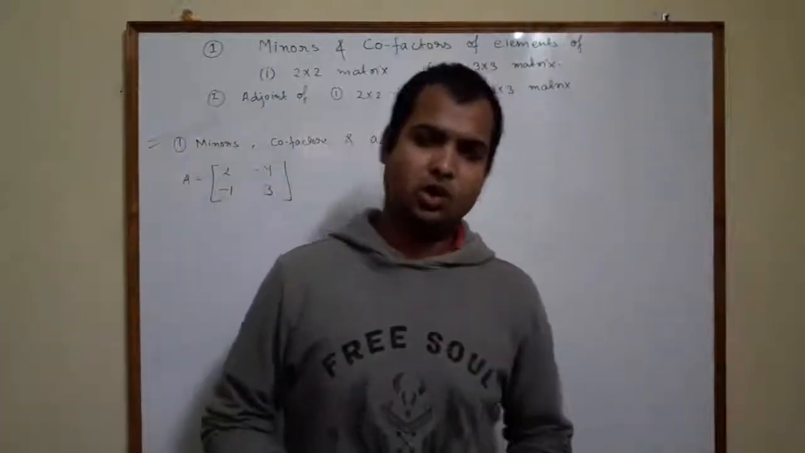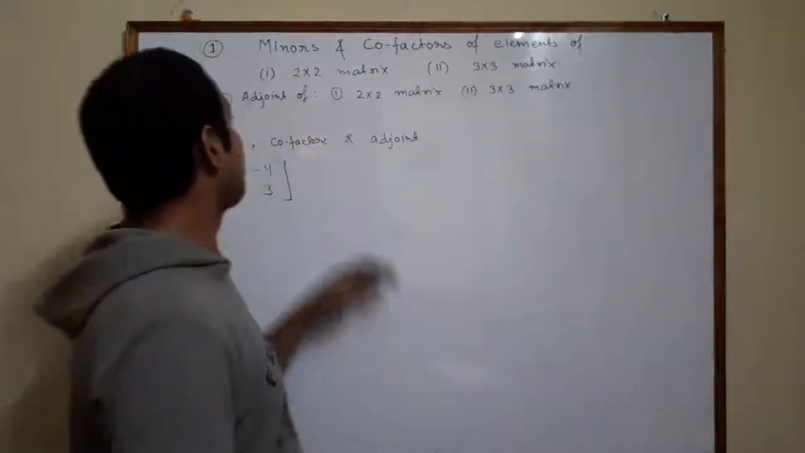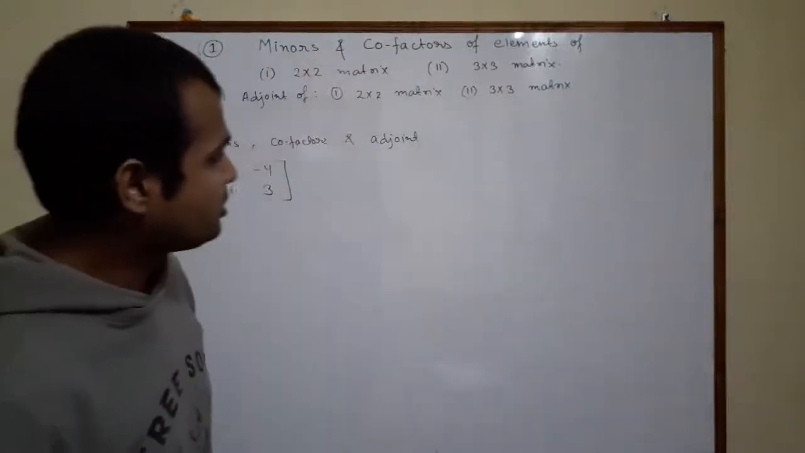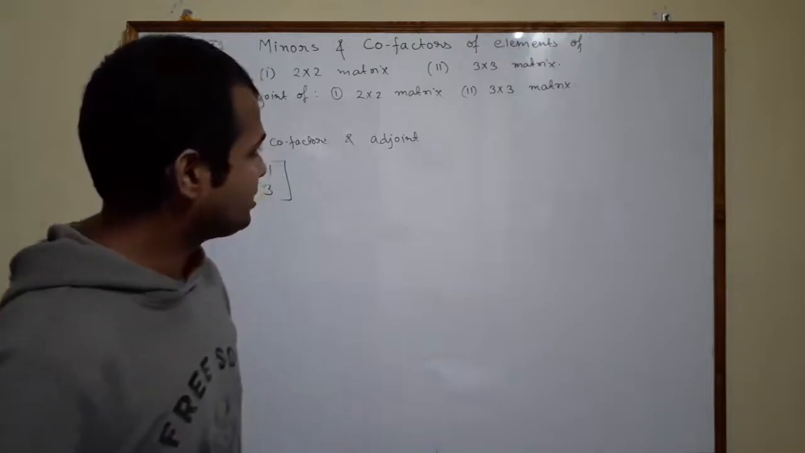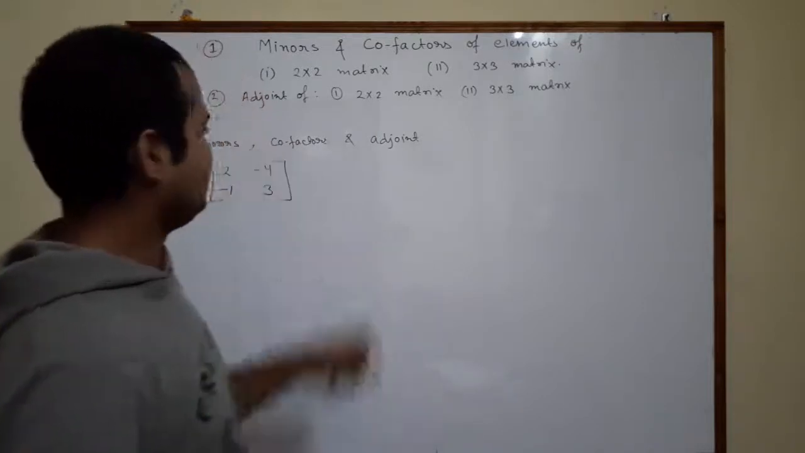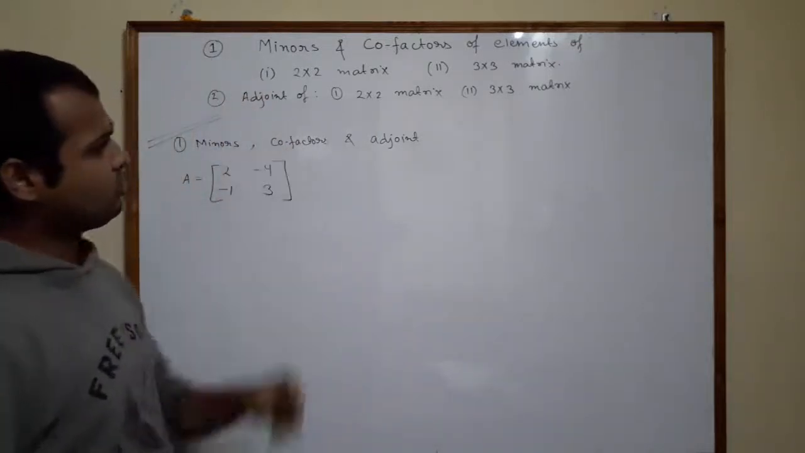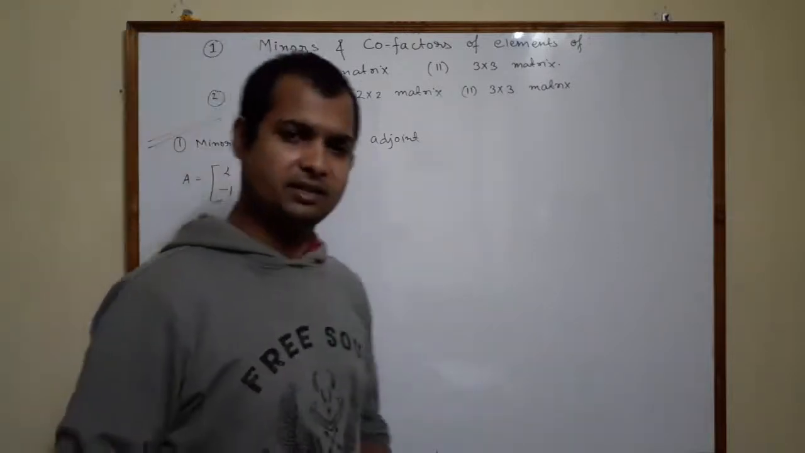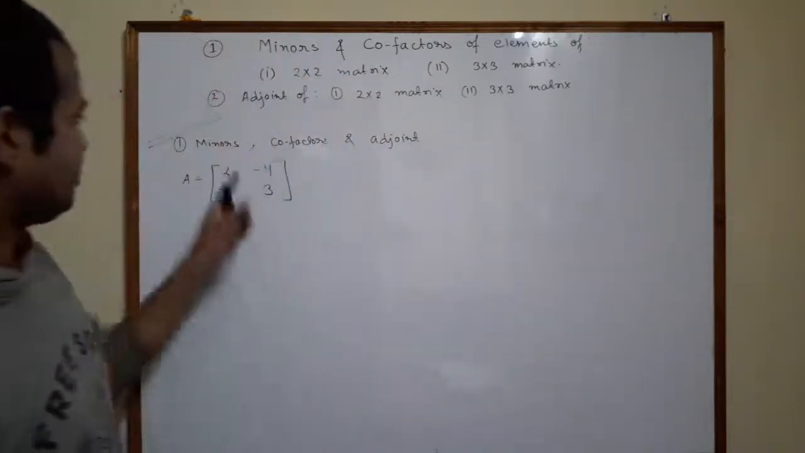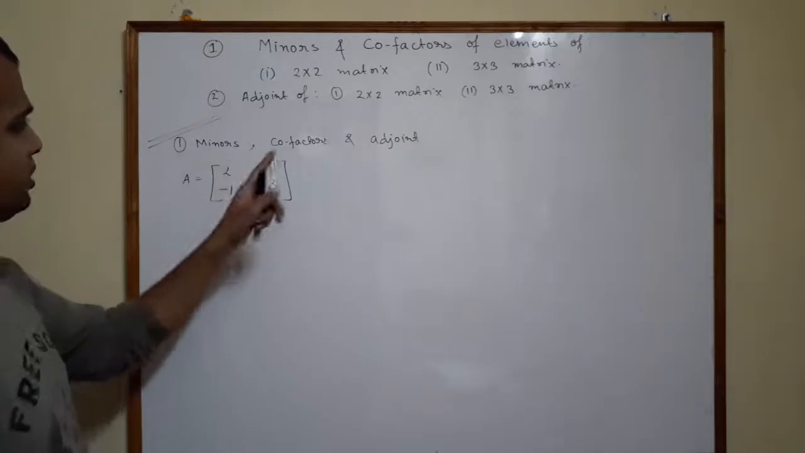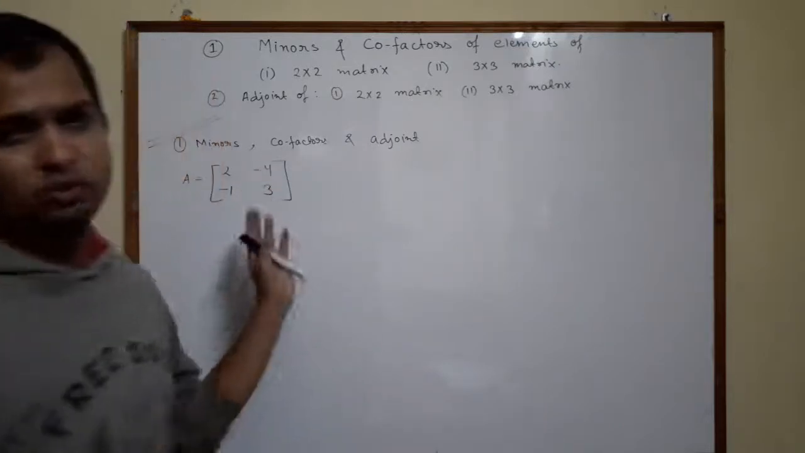Hello children, the topic that we are going to discuss today is minors and cofactors of elements of 2 by 2 matrix, 3 by 3 matrix, and the next topic, adjoint of 2 by 2 matrix and 3 by 3 matrix. So let us start. Firstly we are going to see minors, cofactors and adjoint of 2 by 2 matrix.